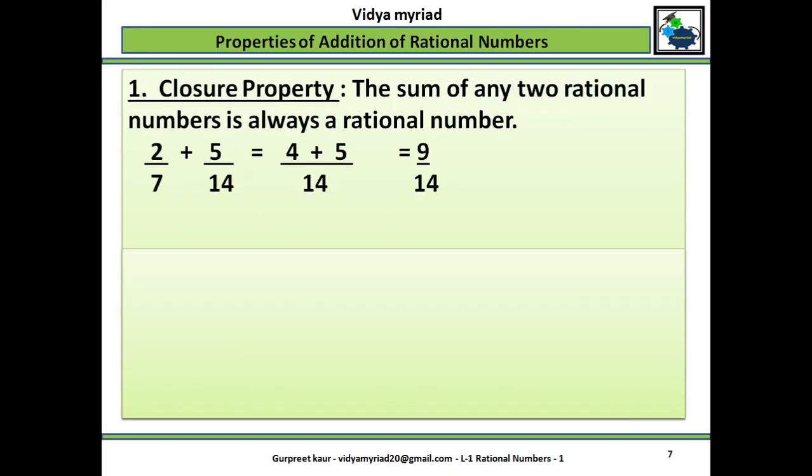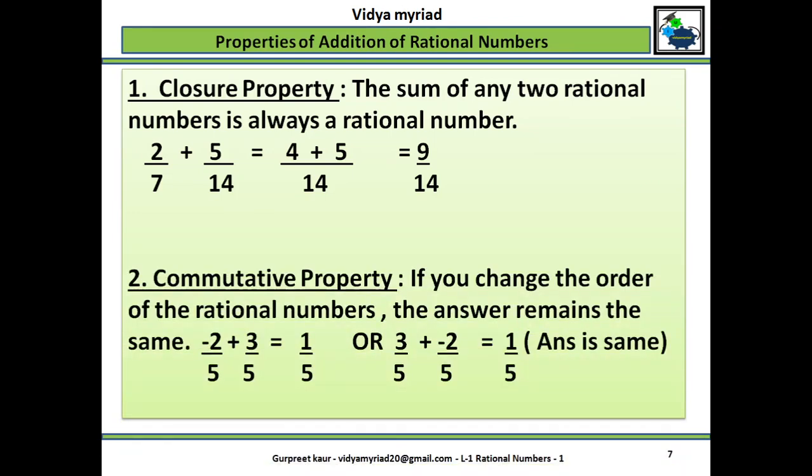Now, I want to discuss some properties of addition of rational numbers. Number 1 is the closure property, which means if you add any two rational numbers, your answer will also be in rational form. That means, see, 2 upon 7, 5 upon 14, both are in the P upon Q form, my answer is 9 upon 14, which is also in P upon Q form. That is, it is also a fraction. So I say that whenever I add two rational numbers, my answer will also come as a rational number.